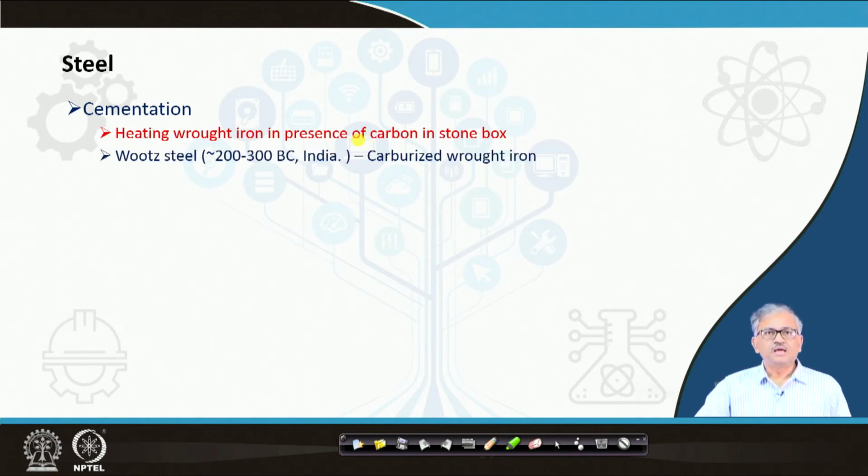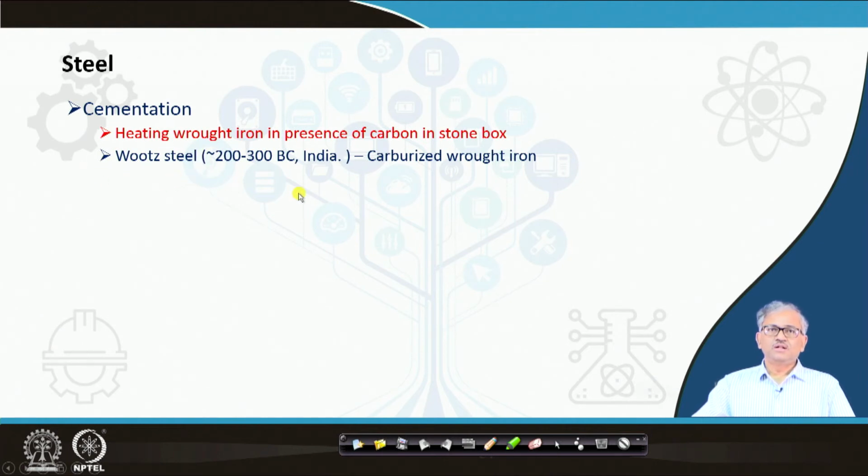So cementation, and then wootz steel. Wootz steel was available in India in the Tamil Nadu area, and this word has come basically from the word ukku in Tamil, meaning fire. So wootz steel was a very famous steel and it was the most advanced material during that period, in 200 to 300 BC, in India. Even around 1000 years after that, wootz steel was the only advanced material in the world, and it had a fantastic quality, with strength and ductility.